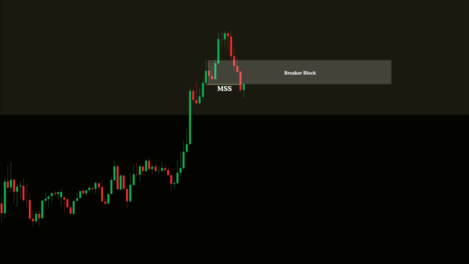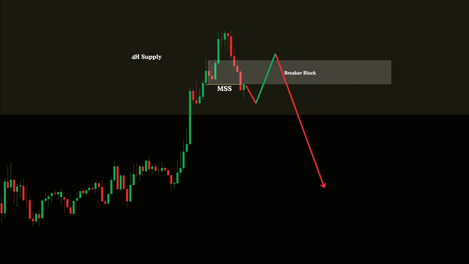Take note of the sequence here. Price first established a swing high, then a swing low, followed by a higher high. Immediately afterward, price reversed direction and closed below those down close candles. This behavior validates the breaker block, providing another strong layer of confluence for our short entry.